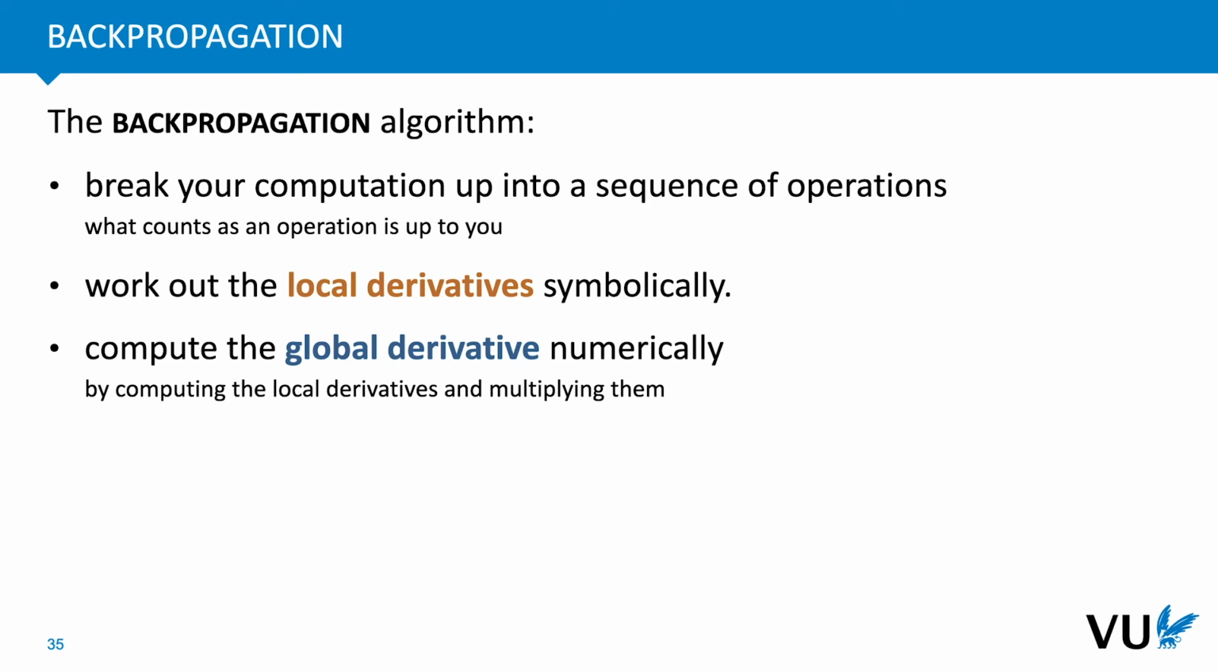And in these terms, we can phrase the backpropagation algorithm very simply. We break our computation up into a sequence of operations. Now, exactly how we do this is up to us. That's a kind of trade-off between how much you want to do symbolically and how much you want to do numerically. But given this breaking up of our computation, we work out the local derivative symbolically, and we work out the global derivative numerically. So let's see what that looks like.